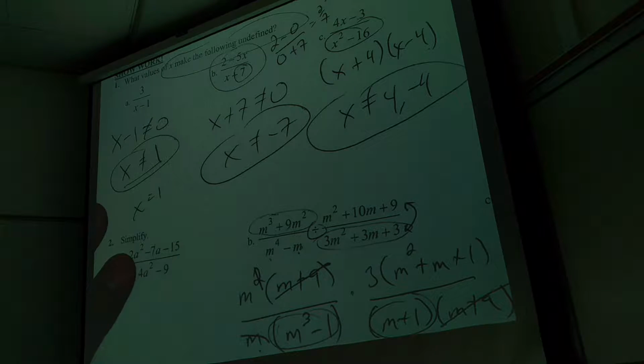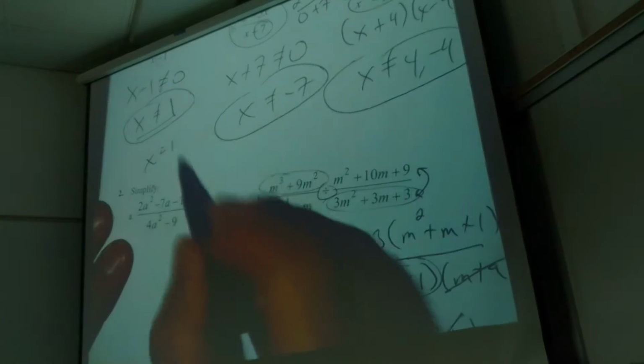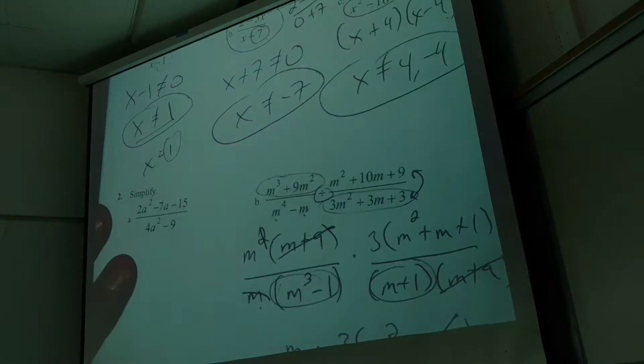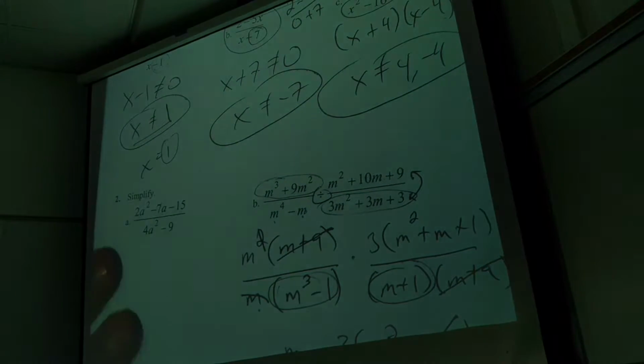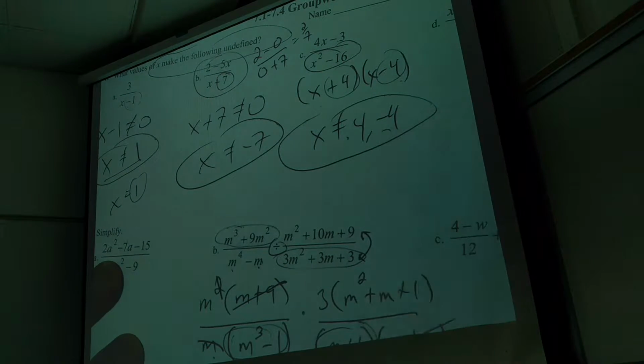So it can't be negative 7. It can't be the opposite of 7. So this one can't be the opposite of negative 1. So that's why it can't be 1. Do you see that? Yeah. It's a little different way to say it. So this one, it can't be the opposite of negative 4 or 4. So it can't be negative 4 or 4.